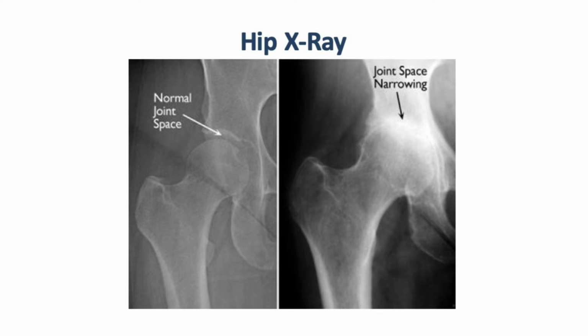On the right-hand side there, you will see loss of joint space. The radiograph appears to be a little more white. That, once again, is resulting from increased bone deposition from the stresses that the joint is seeing because of the loss of cartilage.